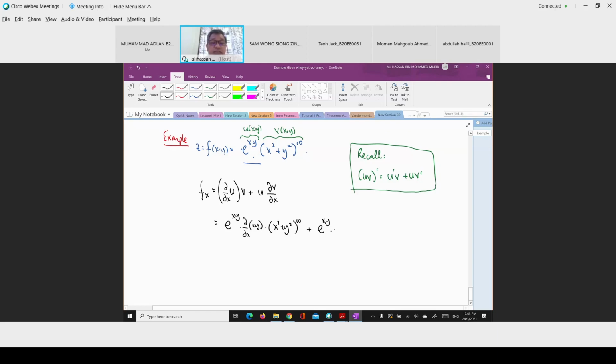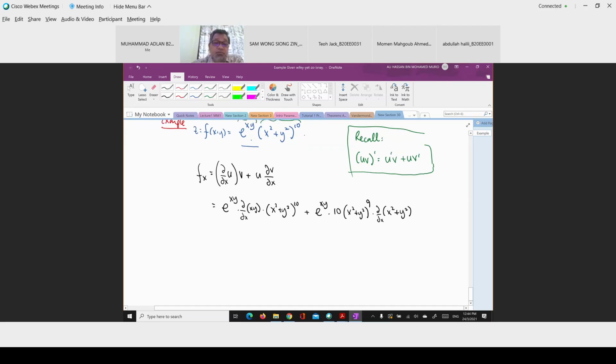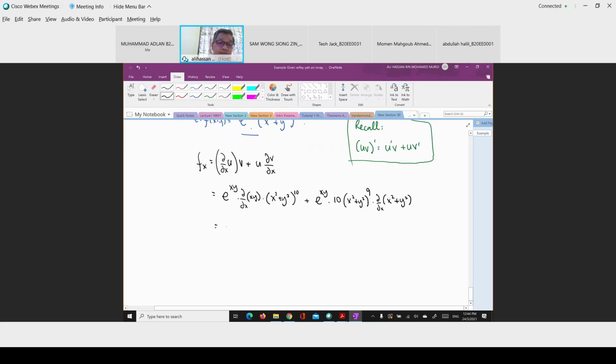Next we differentiate v with respect to x. So v is a power function, isn't it? V is a power function. So 10 times x squared plus y squared, the outer function is the power function. So that is the derivative of the power function. And then we differentiate the inner function with respect to x. So then we simplify. For e to the power of xy, the first partial x is y, right? Y.